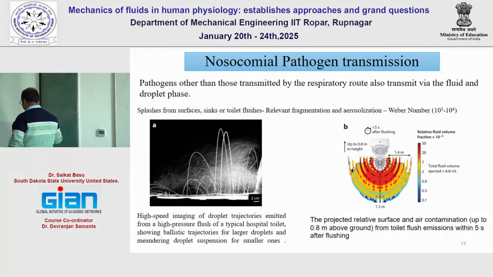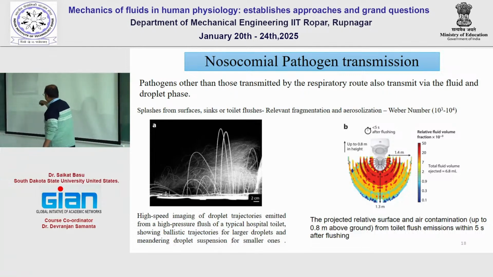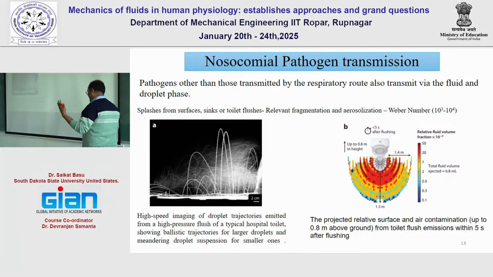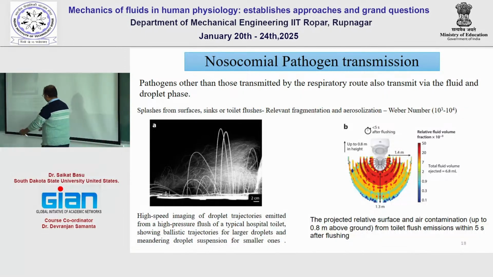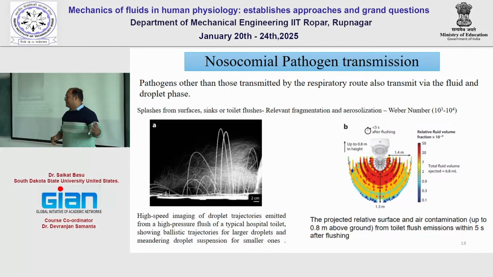So this figure we showed earlier is high speed imaging of droplet trajectories emitted from a high pressure flush of a typical hospital toilet. So essentially someone made the hypothesis. I think the writer herself and the student made some sort of setup and then did the flush, and then they studied, if we release some sort of high speed water in the toilet flush setup, how will the reflected droplet trajectories look? And they said that from the droplet trajectories, this can rise quite high, and this sort of liquid jet has a high tendency to break up into much smaller micro level droplets.